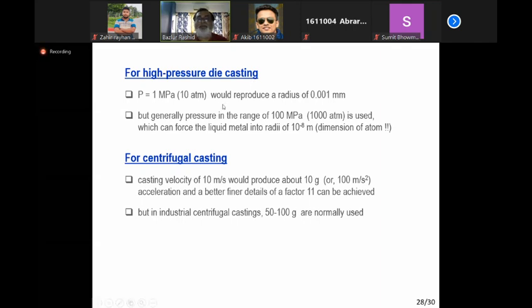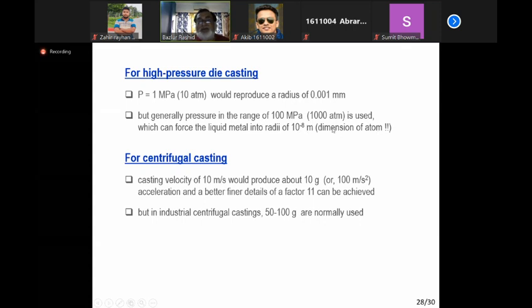For example, if you want to reproduce a radius of 0.001 millimeter, that means the thickness of the section is 0.001 millimeter, very small, very thin. For that, a pressure of about 1 megapascal is required, that means 10 atmospheres. We can calculate it using the previous formula. But generally, for high pressure die casting, 100 megapascal is used. One is required, but practically 100 is used. If you enter this 100 megapascal into our formula, the radius of the section becomes 10 to the power minus 8, which is the size of the radius of an atom.